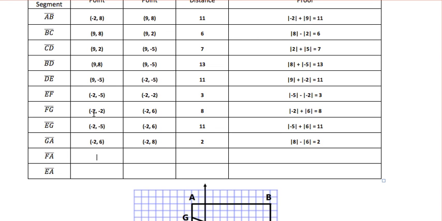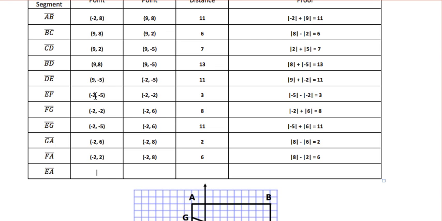We have FA, and F is -2, -2, and A is -2, 8. And the distance between the two, again, the x values are the same, and our y values have opposite signs. So we would add: 8 plus 2 is 10. Actually, 8 minus 2 is 6 units, since the values are on the same side of 0. And we'll prove that. Absolute value of 8 minus the absolute value of 2 equals 6 units.